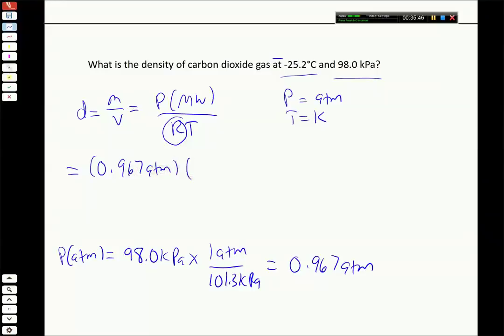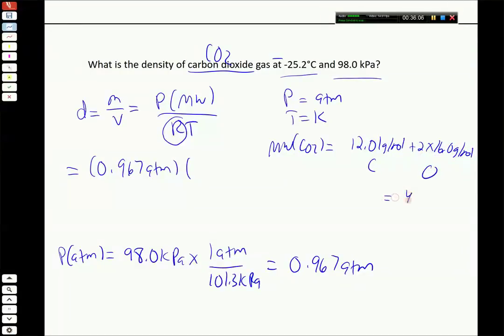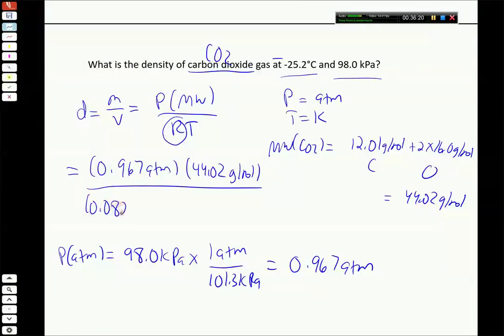The molar mass of CO2, so this is carbon dioxide, CO2, is 12.01, which is the atomic mass of carbon, plus 2 times 16, which is the atomic mass of oxygen, which comes out to 44.02 grams per mole. So that's the molar mass we're going to put in, 44.02. Then we divide that by RT. R is the universal gas constant, 0.0821.